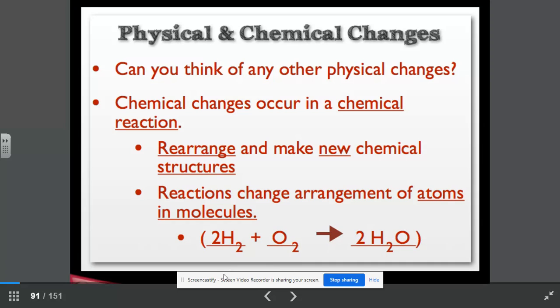So let's look at this just for a minute. H stands for hydrogen. I have 2 hydrogen atoms. I have 2 molecules of this. I'm going to combine it with oxygen, with the 2 atoms of oxygen. I'm going to get 2 molecules of water by doing this.